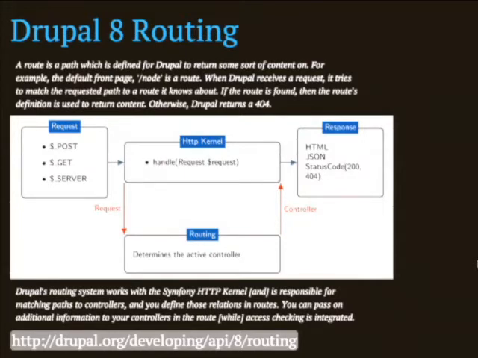So we see that different requests can come, like post, get, server, and this will actually then hit the HTTP kernel, which is provided by Symfony. It'll go through the routing component, and then it'll find the right controller that you defined, and it'll do whatever you need it to do. So if you're writing an app, then you might return some JSON. If you're writing a web page or CMS, then it's probably going to be HTML.